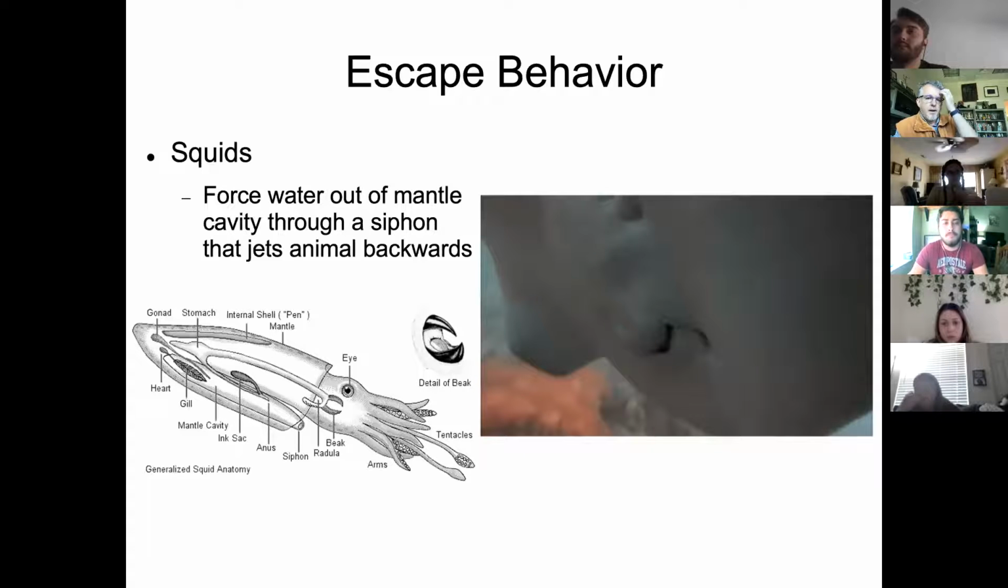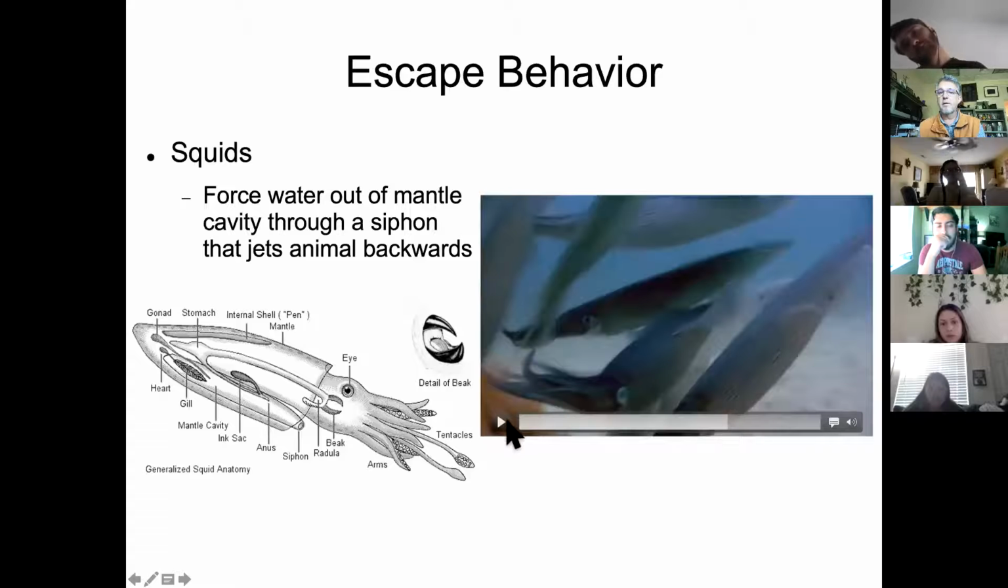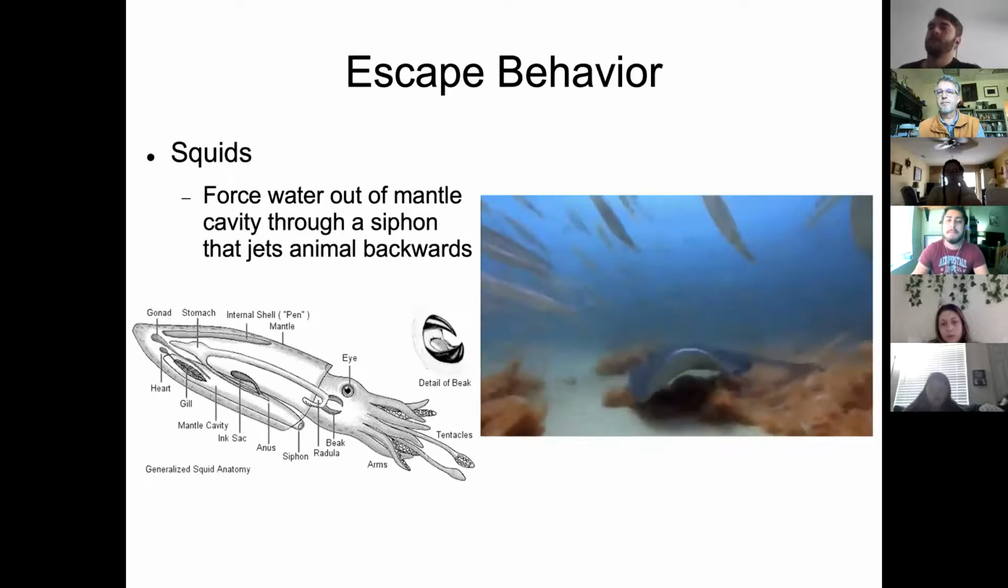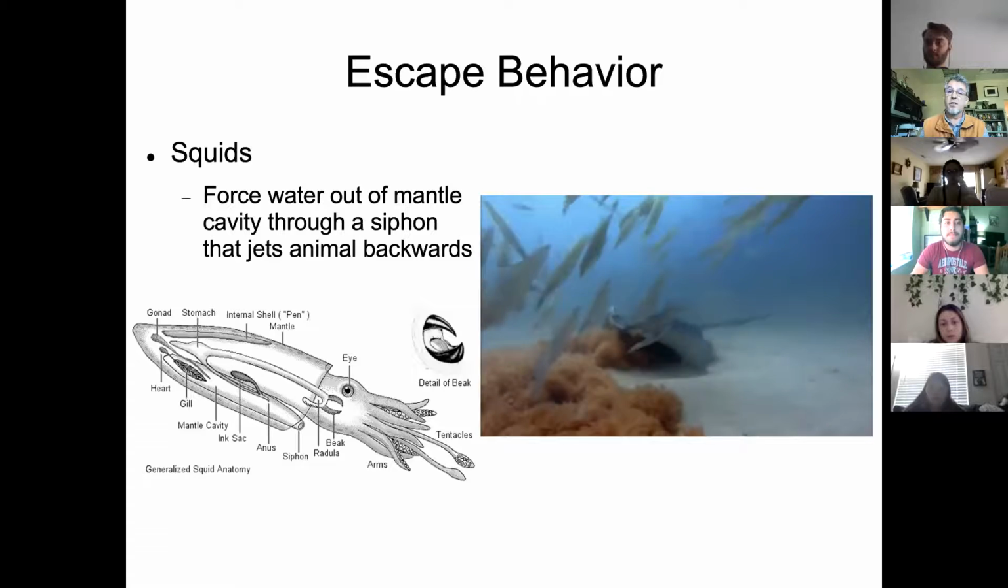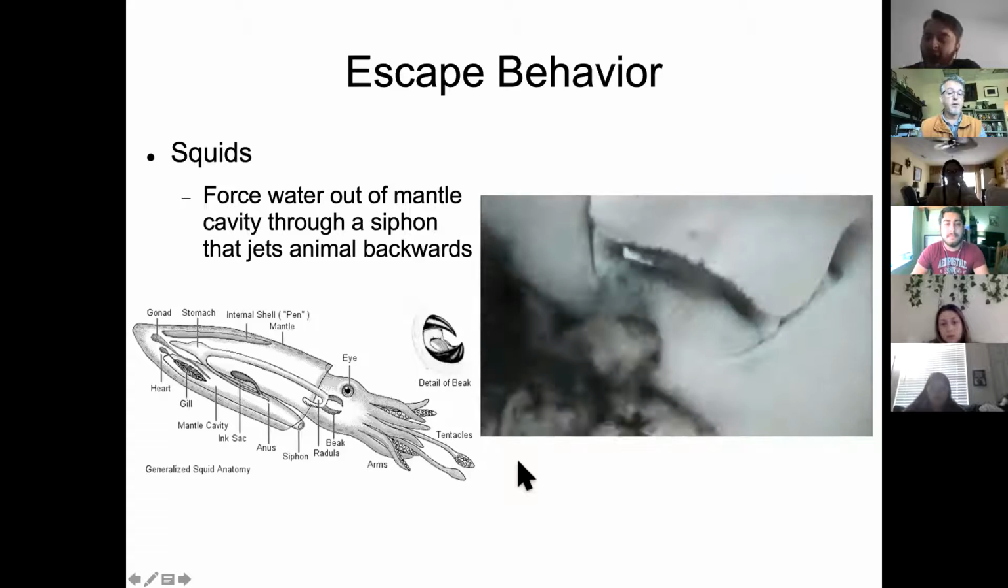But you can see how, in combination with their streamlined body, that collapsing of the mantle cavity to force out that water can allow that animal to move at exceptionally rapid speed away from any potential danger. I think the last few images were maybe the best in this regard. And from a functional extent, obviously failure to do that leads to this small image.